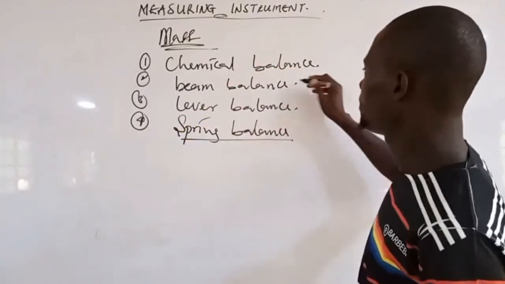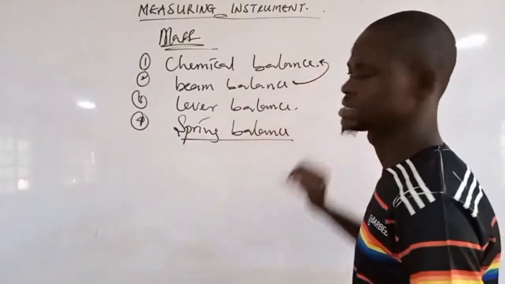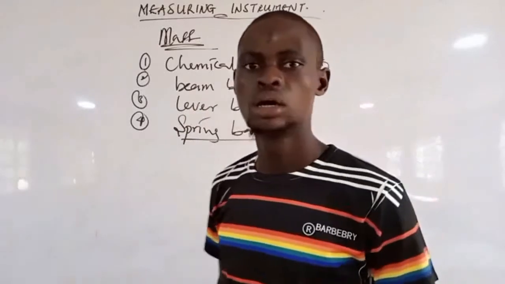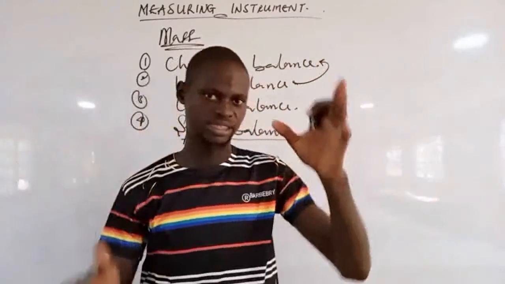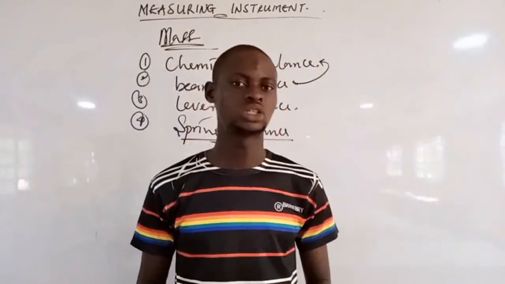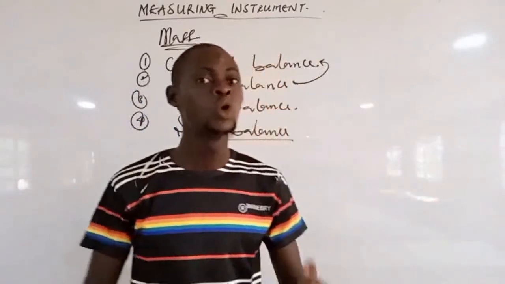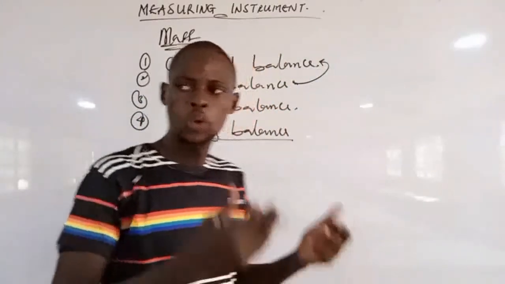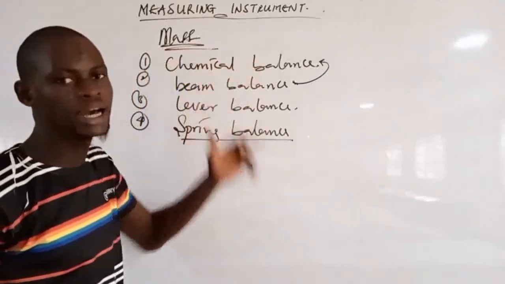Now, the beam balance and the chemical balance work on the principle of moments. That is what they are working on. They only work on the principle of moments. So, we use these to measure the mass of a body.